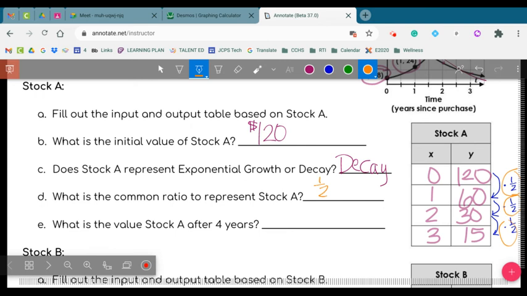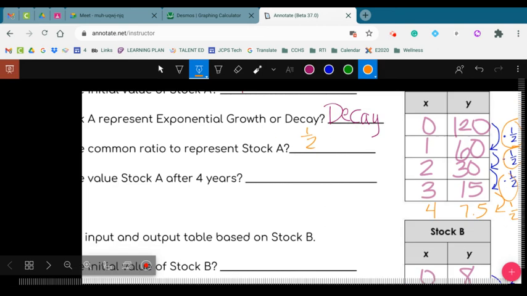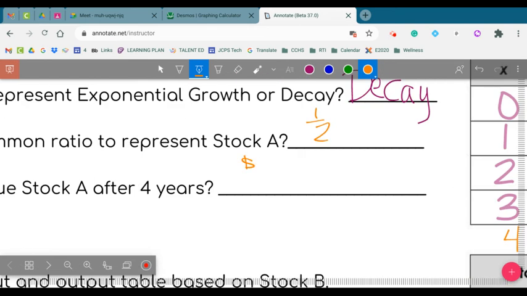And then what is the value of the stock after 4 years? If we found the 4, we would just have to multiply it again by 1/2, and we would get 7.5. So the value would be $7.50.